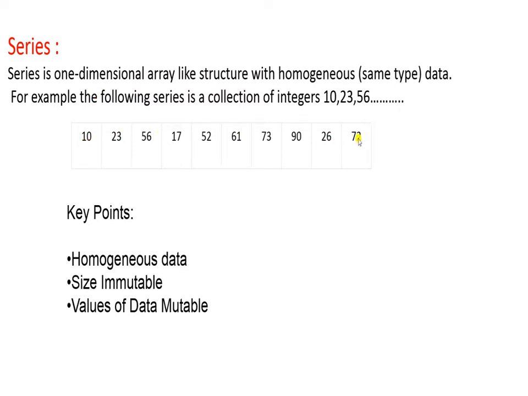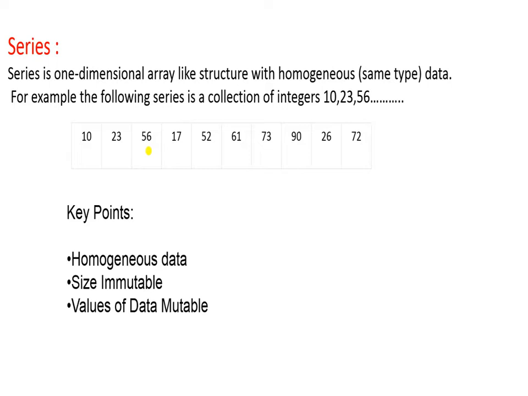A key point of series is that it is homogeneous data. All elements of this series have the same type. All are integer type, and secondly, its size is immutable. The size is immutable. This is the important thing you have to learn. The size of the series is immutable, but the value of the series is mutable.